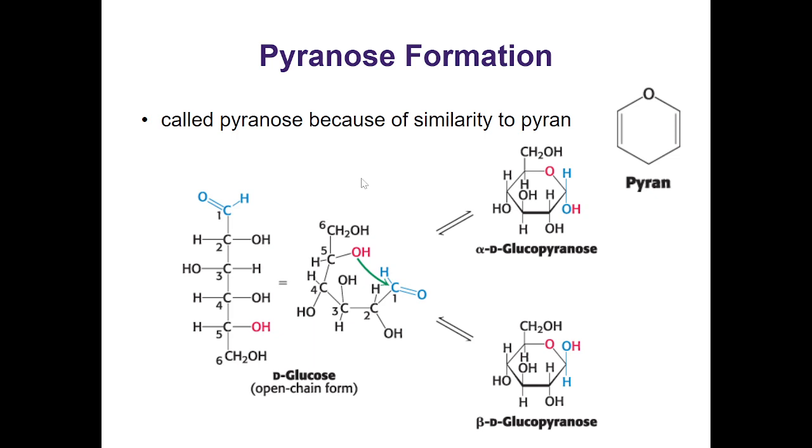Okay, so this is the pyranose formation. It's called pyranose because it has a similarity to pyran. That's pyran right there, by the way. So this is the D-glucose. That's the open chain form. We're then getting a ring closure reaction, which is this right here.